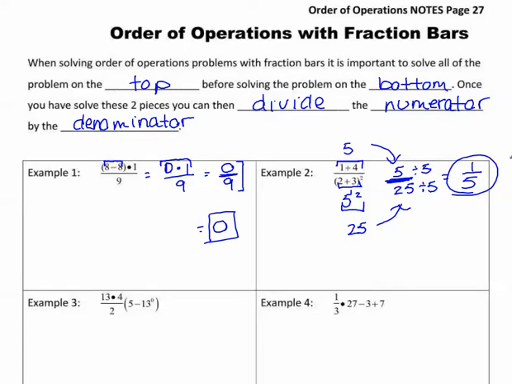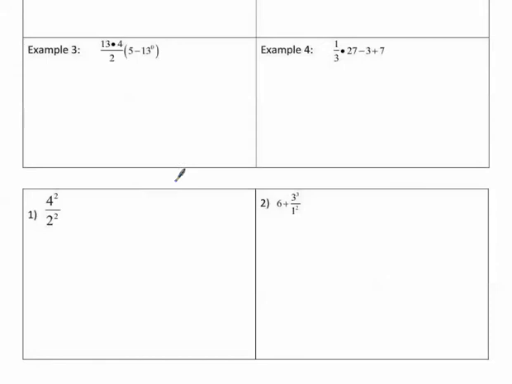If we scroll down and look at example number 3, we need to work the fraction part first, and then we can work with the rest of the grouping. So I'm going to do 13 times 4. 13 times 4 is 52 over 2, with a grouping of 5 minus 13 to the 0 power. Then I'm going to finish this fraction. 52 divided by 2 is 26.